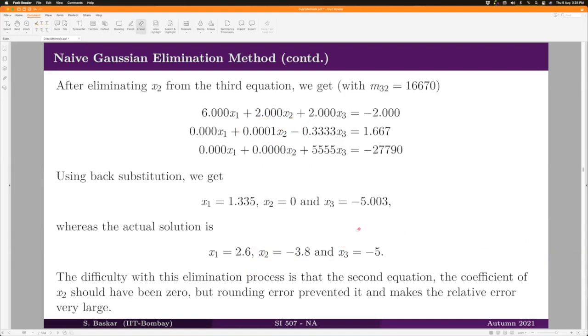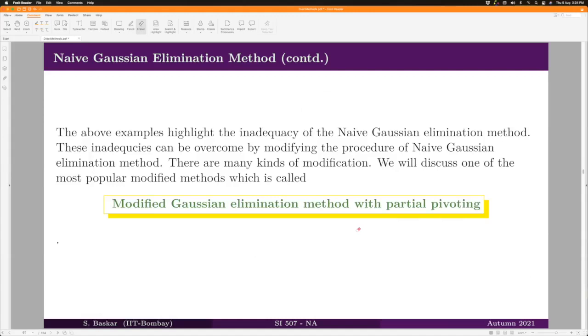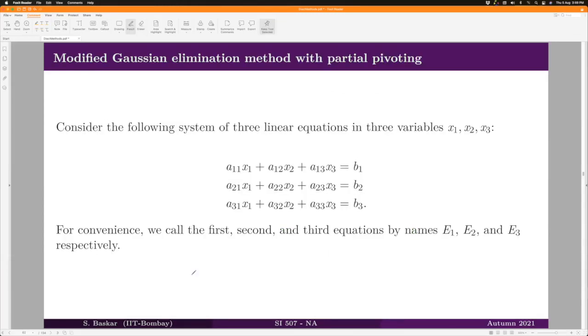For that, we have to modify the Gaussian elimination method a little bit, and that results in what we call the modified Gaussian elimination method. The basic idea is to use certain pivoting techniques. There are full pivoting techniques available, but in our course, we will only cover partial pivoting. Let us now introduce the modified Gaussian elimination method with partial pivoting.